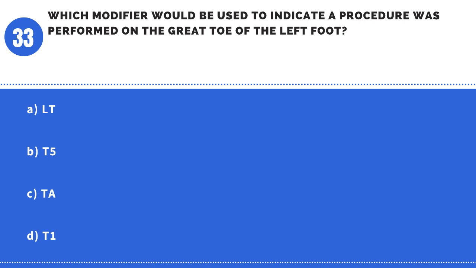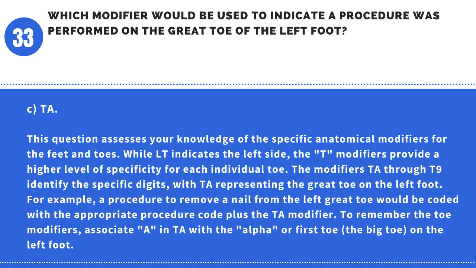Question 33. Which modifier would be used to indicate a procedure was performed on the great toe of the left foot? A. LT. B. T5. C. TA. D. T1. Answer: C.